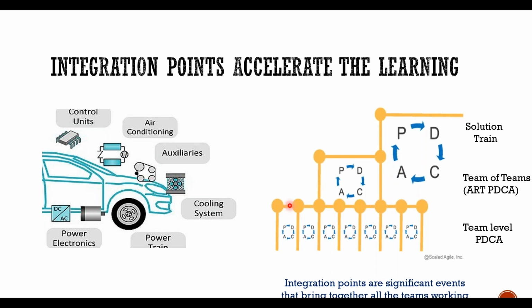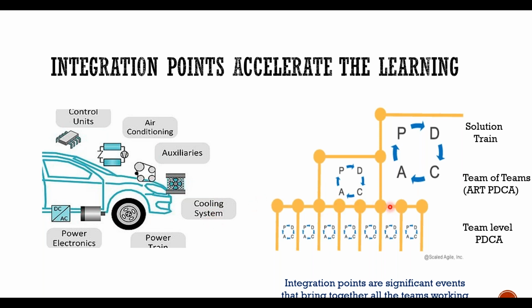However, sometimes, let us say the cooling system does not integrate as frequently as the rest of the parts. Then you are carrying a risk of not integrating the cooling system for one, two, three or four iterations, and your system will evolve only as fast as your slowest integration point. So you need to integrate as frequently as possible, and you need to synchronize all these integration points.